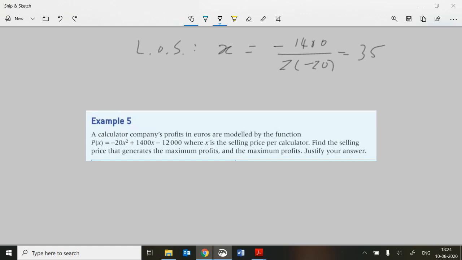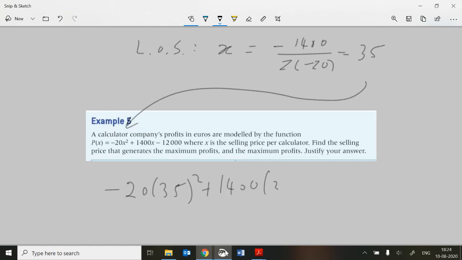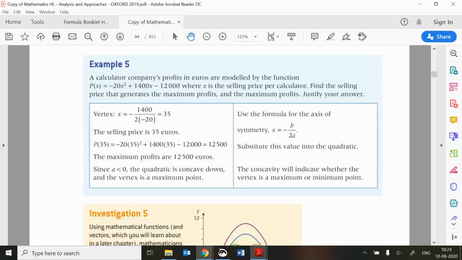Okay. And then we were looking for the maximum profit, so we're going to need to substitute that into here. That's pretty straightforward. You can do that: 20 lots of 35 squared, plus 1,400 times 35, take away. You can do that, right? Now that should give you your maximum value. Okay, that question is done.